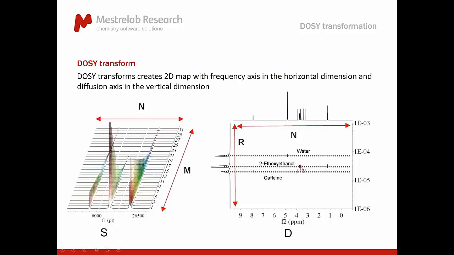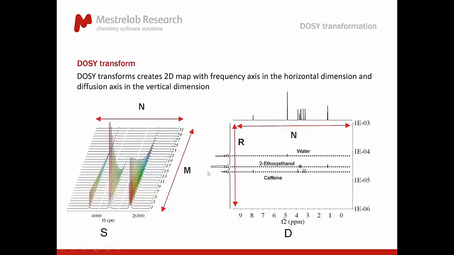So basically, you can discriminate different compounds in your mixture. For example, in this case, it's a 3-component mixture, and you can see caffeine, 2-ethoxyethanol, and water on the different slices of this experiment. So it's very similar to a 2D experiment, but it's not really a 2D NMR spectrum, it's rather a 2D map. I will explain why. But it's very nice to look at, right?